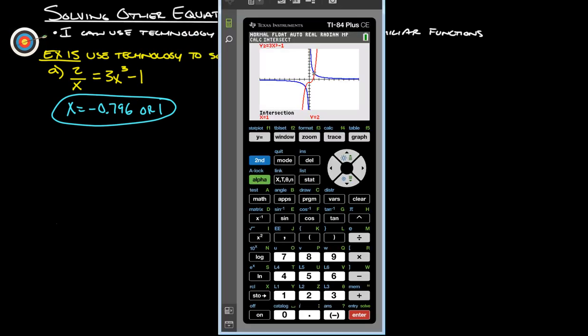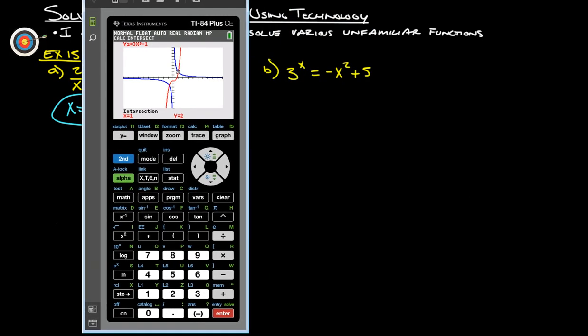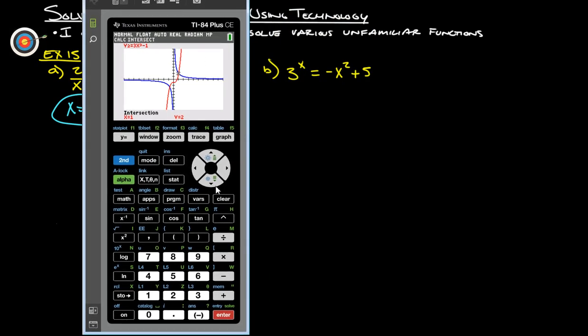Let's take a look at B here. Okay, so we'll do the same thing here. We're going to go into the y equals. We don't want these old ones anymore, so we'll clear both of those out. So you just go to those spots and push clear.